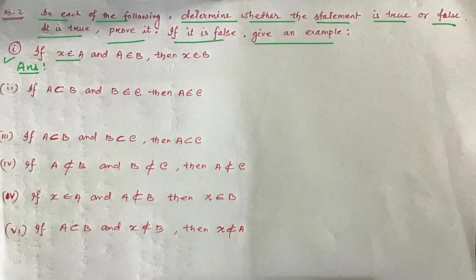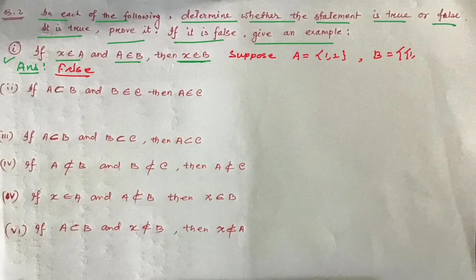x belongs to A, A belongs to B. So then x belongs to B. This is false. Okay, this is false. So why is it false? Let me give you an example. Suppose set A contains 1, 2. Okay, and set B consists of set A, that is the set containing 1, 2, then 3.